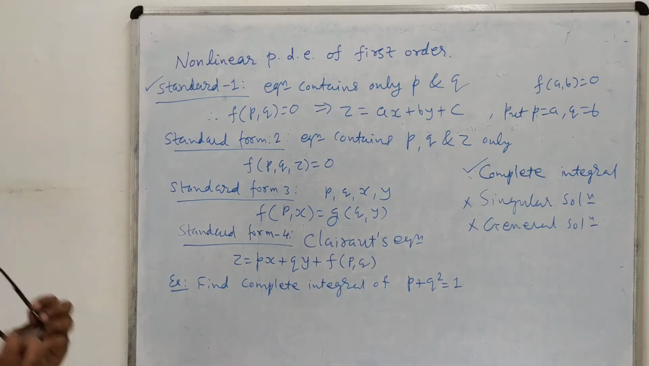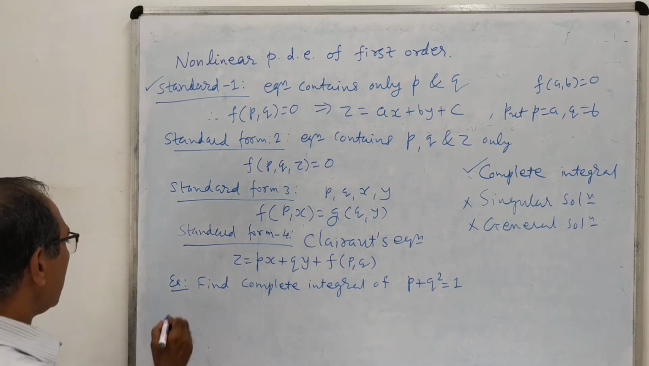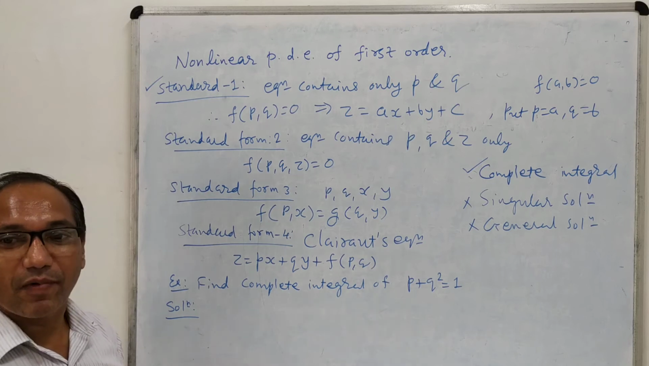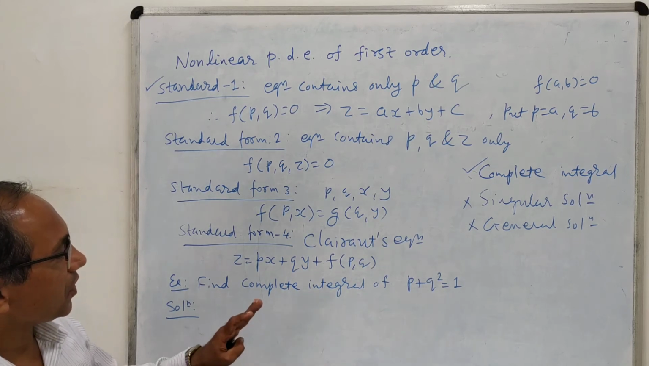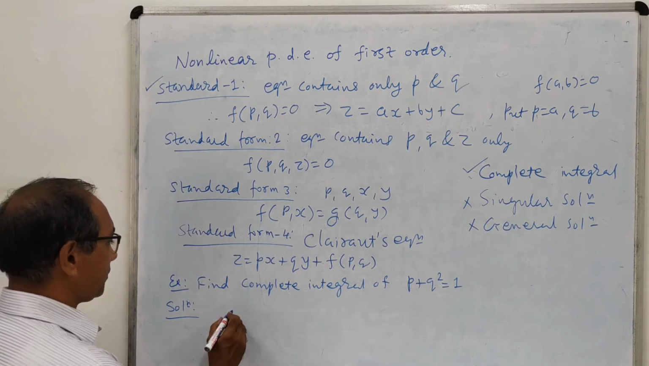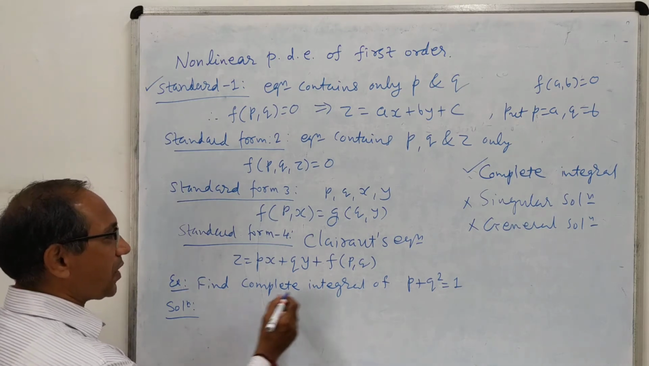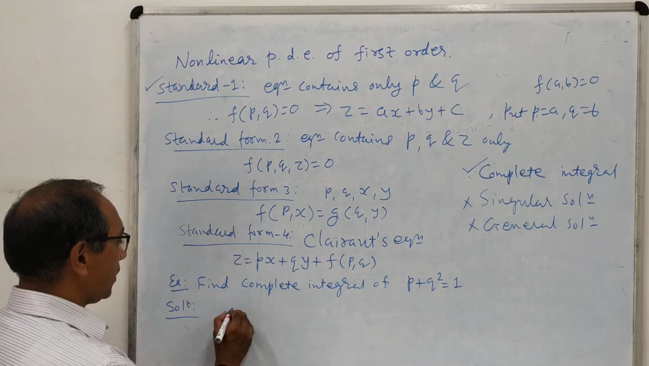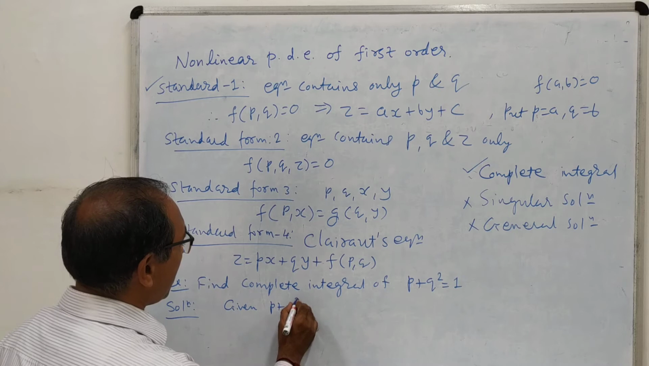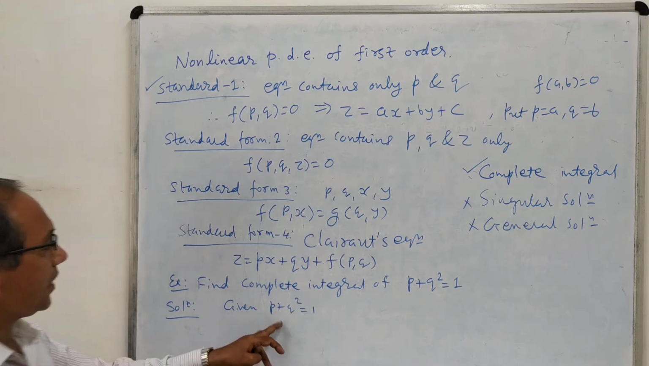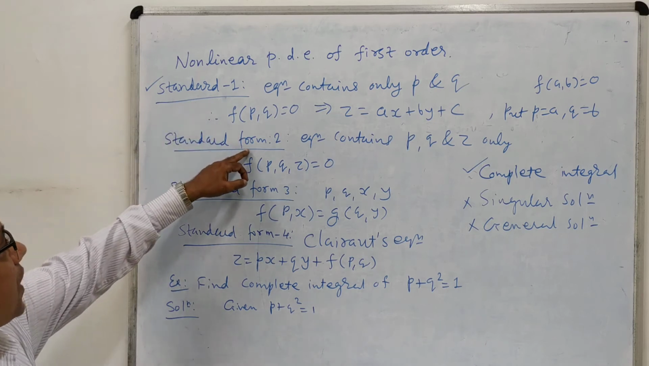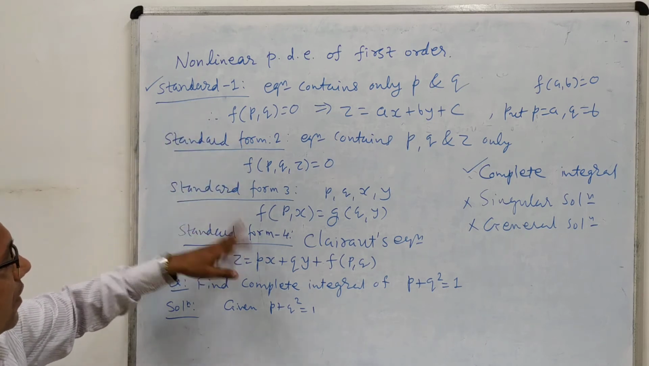If we want to solve this equation, then as I told you, as per one mark theory, first of all you write down what is given to us. We are given the equation p plus q squared equals 1. Now we will identify which category this equation falls under: standard form 1, standard form 2, standard form 3 or standard form 4.